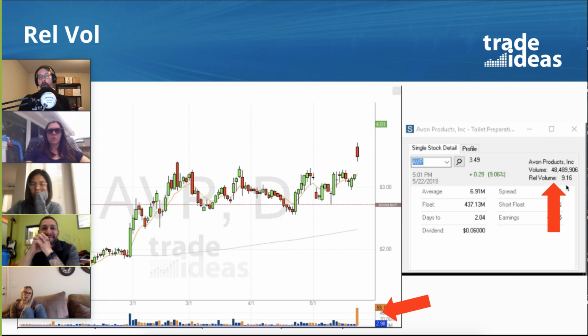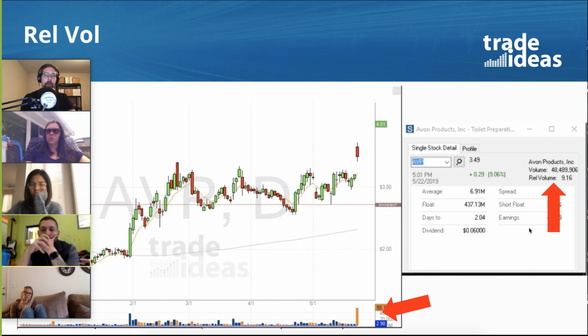And the reason this is important is because some stocks do a lot of volume all the time. Apple does tens of millions, hundreds of millions of shares every single day, regardless of whether there's news or not. Doesn't matter. A stock like this that I'm showing you here did 48 million shares today, where it normally does 7 million shares, right? So it's got 9 times its normal volume. So that can be important just to show you stocks that people actually care about today versus where they cared about in the past, right?